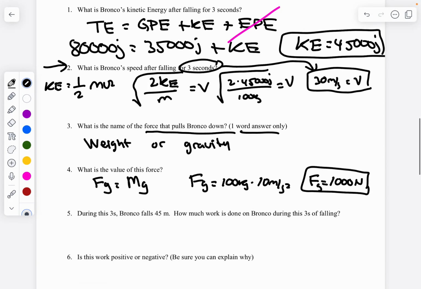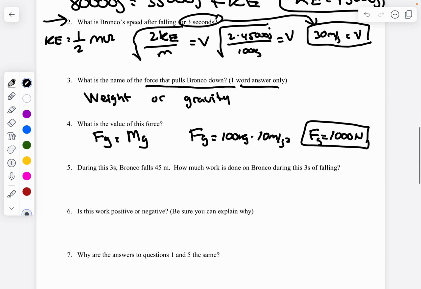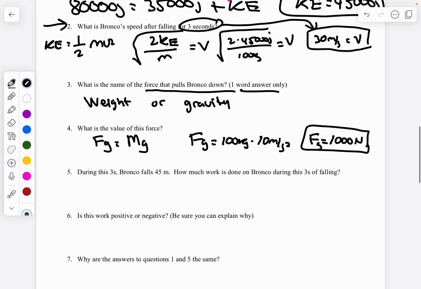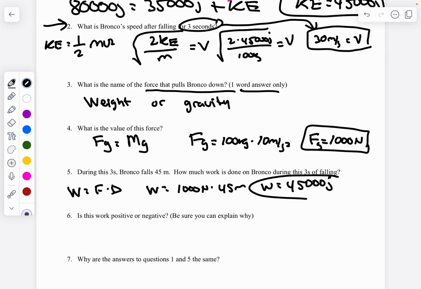Okay, and then we're working our way to the end here. During that 3-second fall, he has fallen 45 meters. Remember, he falls 45, he ends up 35 above the ground. They want to know what work is done on him. Remember, work is force times displacement. It's the force applied over some distance. Well, we've got it, guys, right? The force that makes him fall is 1,000 newtons, and the distance he falls is 45 meters. So this is not a big deal at all. We're going to do that 1,000 newtons of force over a 45-meter fall. The work done is 45,000 joules.